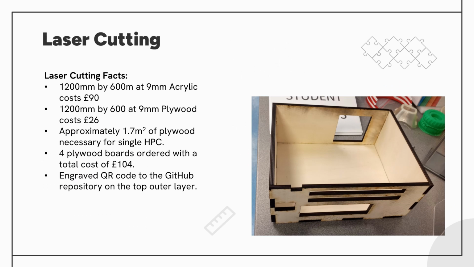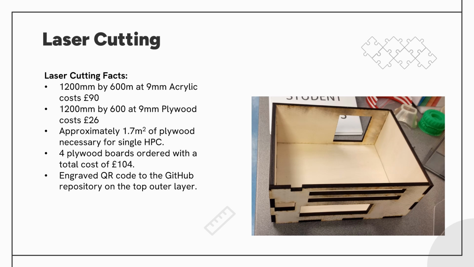However, a single board of acrylic of 1200 mm by 600 mm at 9 mm thick cost £90, whereas the same dimensions of plywood cost £26. Calculations have estimated that approximately 1.7 square meters of plywood was required to laser cut all necessary components for a single HPC. This equates to 3 boards of plywood. However, for safety, an order of 4 plywood boards was placed, coming up to £104.